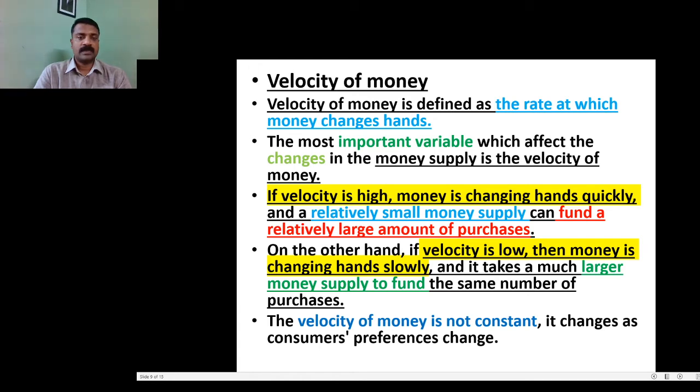Okay. അപ്പോൾ ഇവിടെ velocity of money is not constant. It changes as consumers' preferences change. So if velocity is high, the money is changing hands quickly. Velocity എന്ന് പറഞ്ഞു കഴിഞ്ഞാൽ the rate at which money changes hands. Okay. അപ്പോൾ ഇവിടെ velocity low ആണെങ്കിൽ money changing hands slowly. When the velocity is high, a relatively small money supply can fund a large amount of purchases, and if the velocity is low, it takes a larger money supply to fund the same number of purchases.